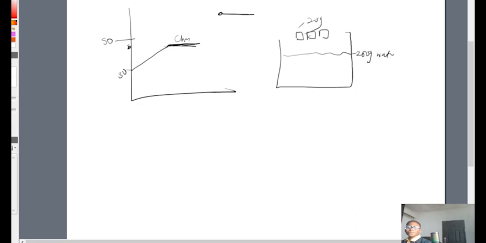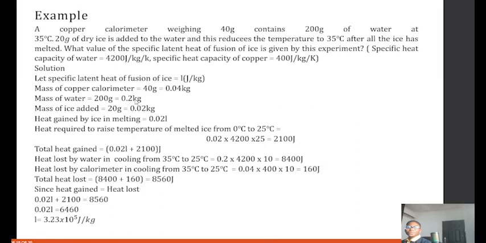Let's read it again. Sorry, the mouse is not doing what it's supposed to do. Okay, so look at it now.